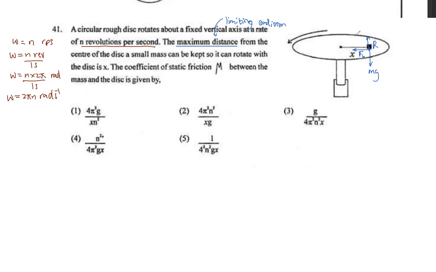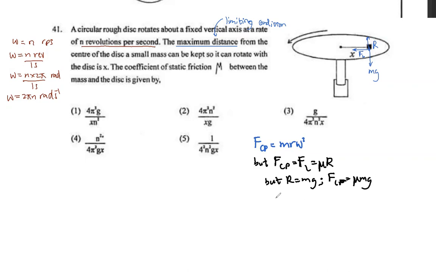So guys, let's finish this off. Should not be a problem. Centripetal force is equal to, what is the equation we are going to use? m r omega squared. And the centripetal force acting on the object this time is the limiting frictional force, which is equal to mu R. But we know R is equal to mg, so the force is mu mg. Therefore, if I substitute on the left side, mu mg is equal to m r omega squared.